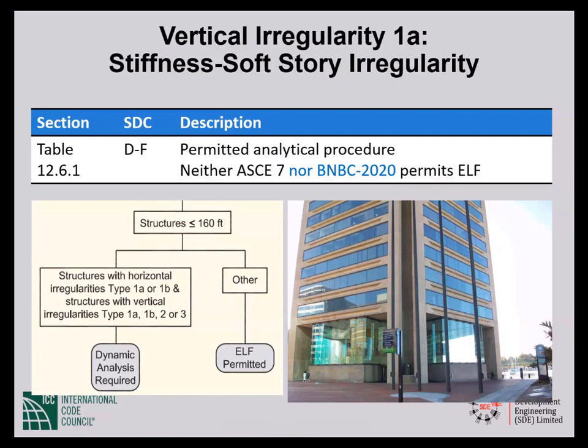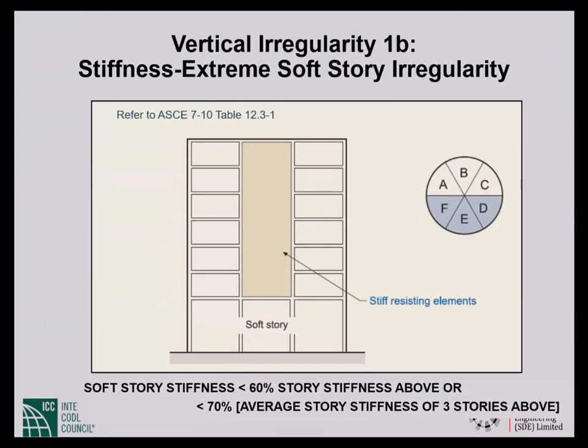Okay, the restriction that is invoked is that you have to do dynamic analysis. Neither ASCE 7 nor BNBC 2020 will permit equivalent lateral force procedure for a building with soft story irregularity.